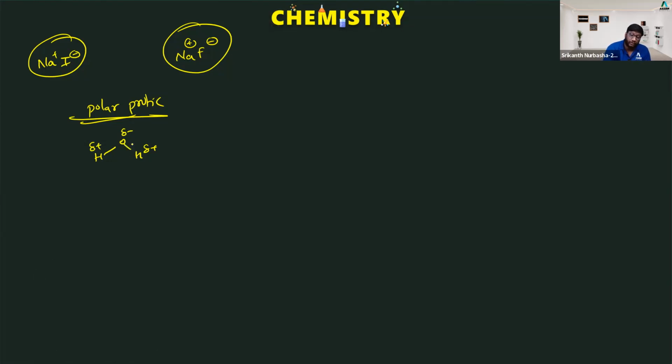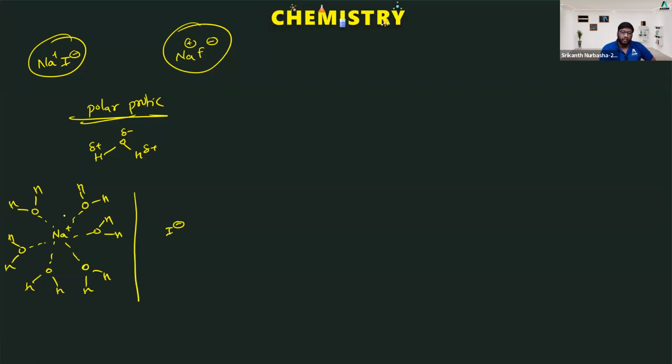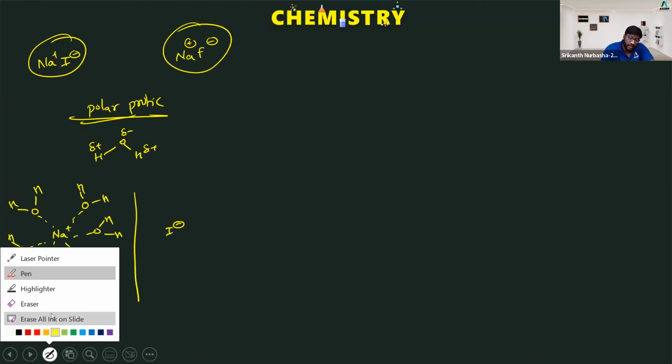Now understand this point carefully, all of you. Now I have added NaI to this water. Whenever NaI, NaCl, NaBr is added, what happens? Solvation occurs. Na plus ions are separated out, I minus ions are separated out. Na plus will be surrounded by water molecules. Why? Because the partial negatively charged oxygen has electrostatic attraction with the positively charged Na plus. So ion dipole attractions are developed. But if you take I minus, what happens?